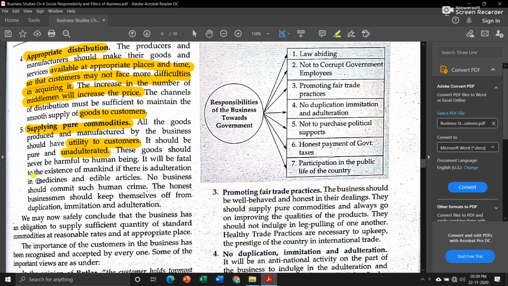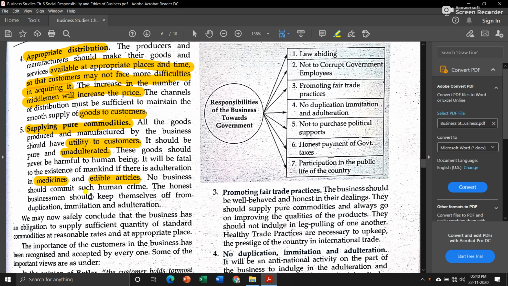Suppose the producer or the manufacturer of a good like medicine makes adulteration or mixes anything which is harmful to human beings, or any edible articles, then it is nothing but against human policy, or you can say it is violating their rights. They are creating problems for the health of customers. So a business should not commit such a crime knowingly. If there is any wrong done by the businesses, then they are liable for compensating the loss of any customer.